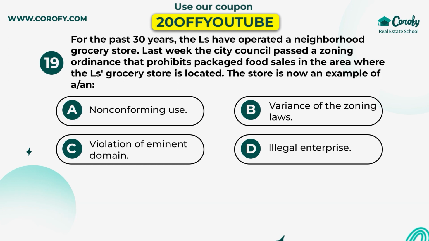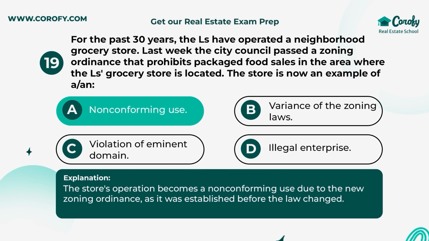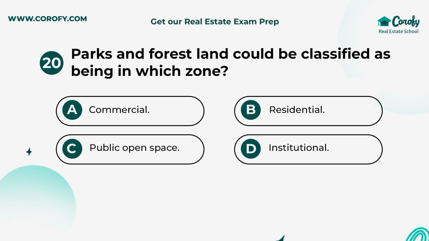Question 19. For the past 30 years, the L's have operated a neighborhood grocery store. Last week, the City Council passed a zoning ordinance that prohibits packaged food sales in the area where the L's grocery store is located. The store is now an example of A. Non-conforming use, B. Variance of the zoning laws, C. Violation of eminent domain, D. Illegal enterprise. The correct answer is A, non-conforming use. The store's operation becomes a non-conforming use due to the new zoning ordinance, as it was established before the law changed.